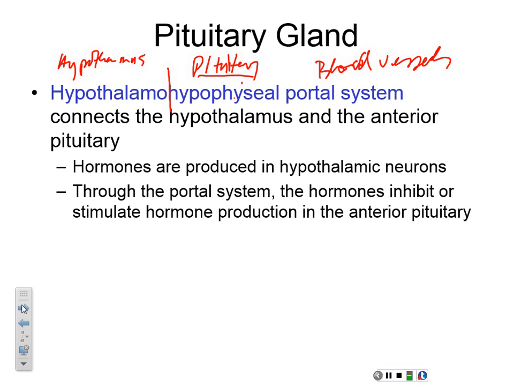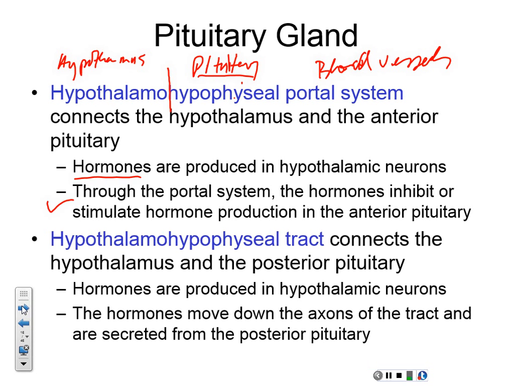So the blood vessels carry the hormones to the anterior pituitary. It's not far, just a short distance like this. And then the anterior pituitary will release luteinizing hormone and follicle stimulating hormone, FSH, in response to gonadotropin releasing hormone. Or growth hormone releasing hormone from the hypothalamus will cause the anterior pituitary to produce growth hormone. So that's the hypothalamic-hypophyseal portal system.